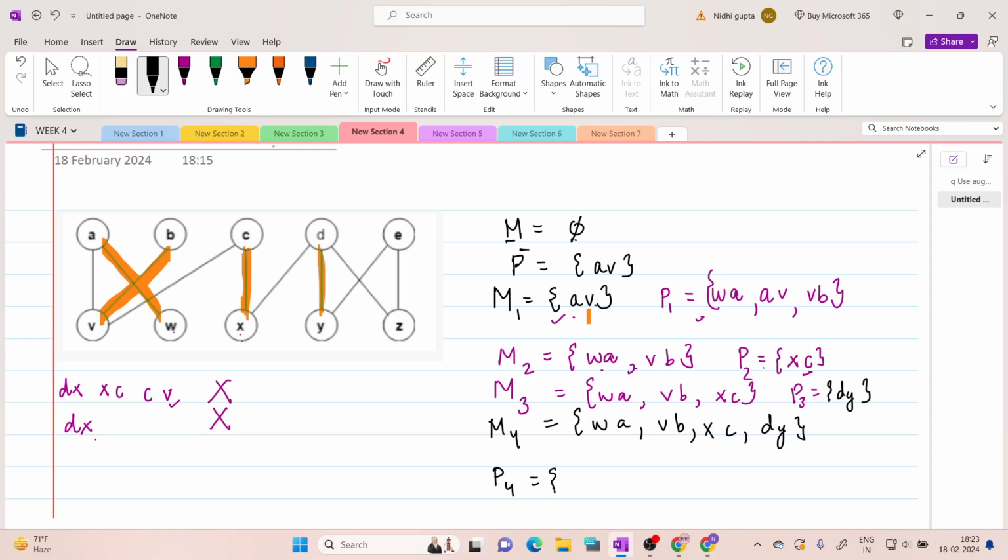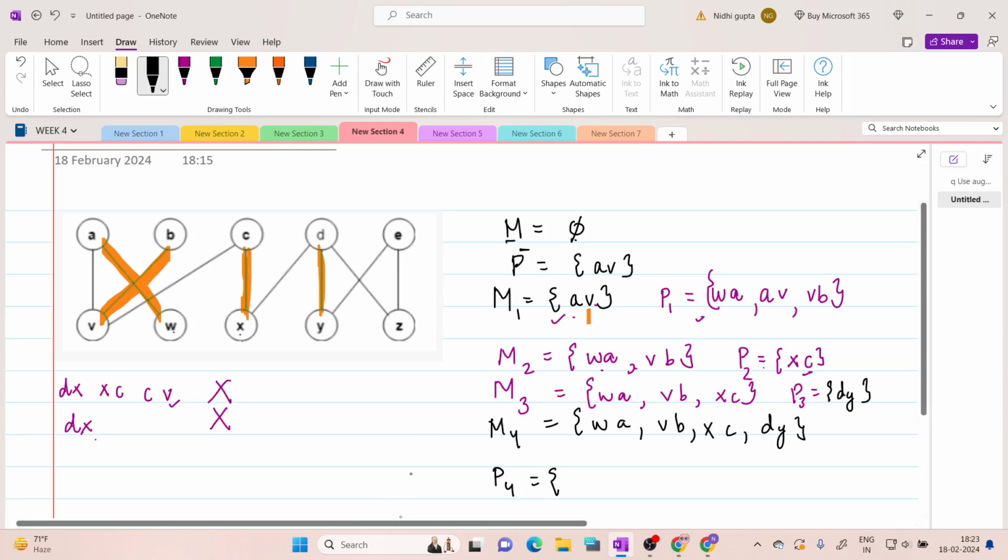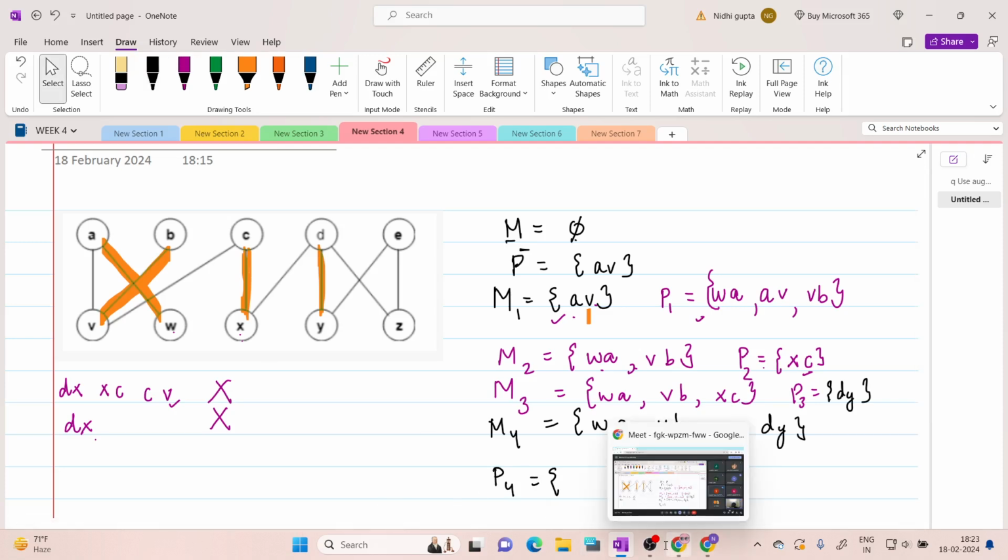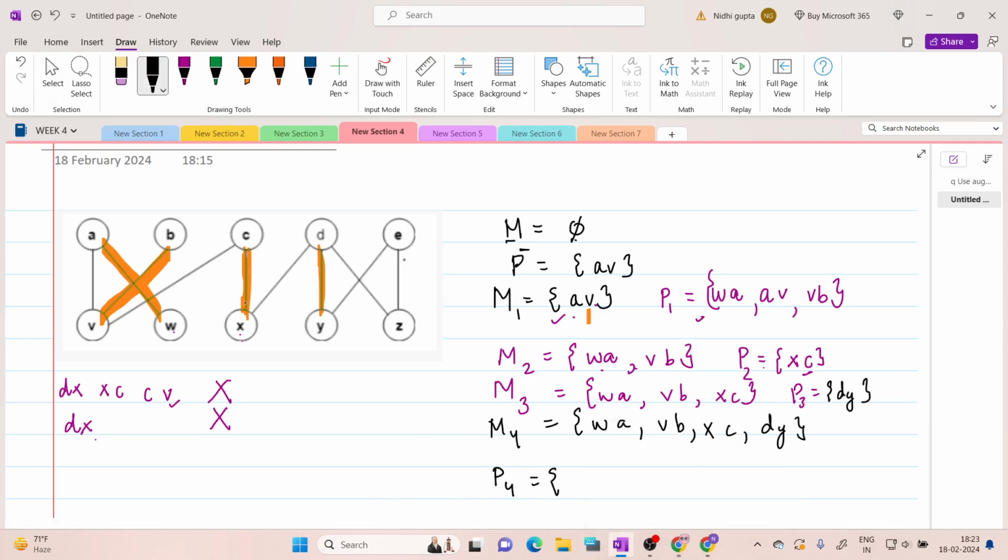Do we have an augmenting path with respect to this matching? Yes, ma'am. EZ we can take again. If it is starting with EZ, then it is just EZ because there is no matched edge from Z, right? So EZ is an augmenting path with respect to M4.